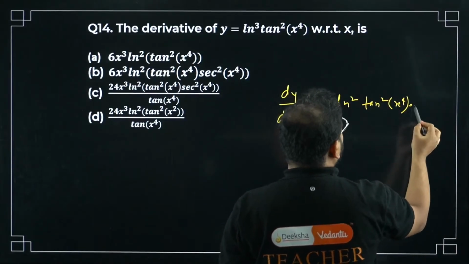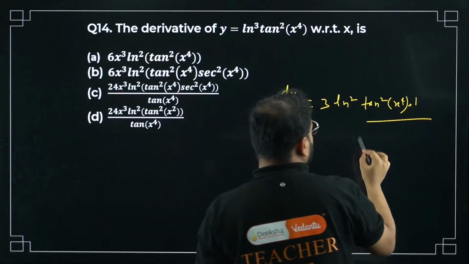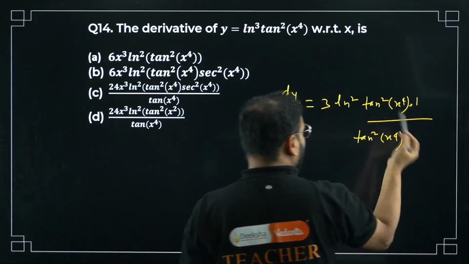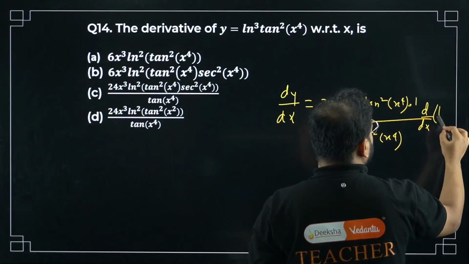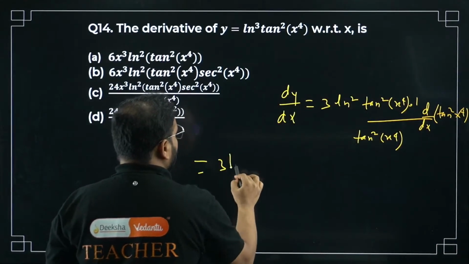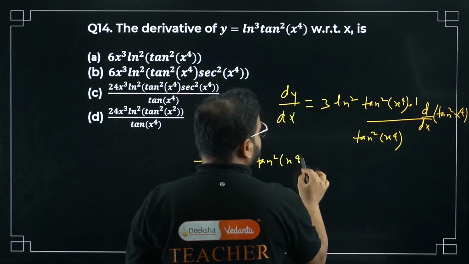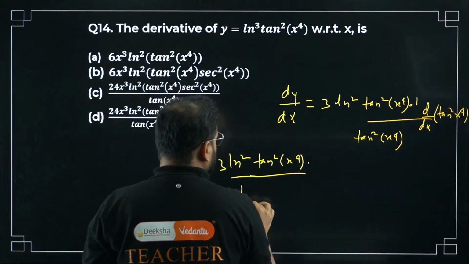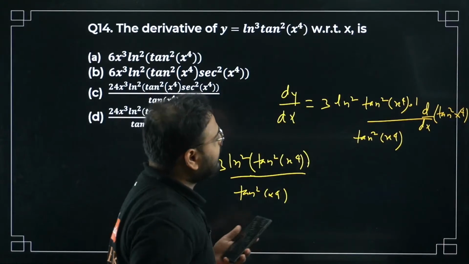X power 4. This part is done. We'll have again divided by this thing. Whatever is in the log will come in the denominator, right? So tan square x power 4. Now the derivative of the same thing. I don't have space over here, so I'll leave tan square x power 4 as it is. Now I'll repeat the whole steps. I have 3 ln square tan square x power 4. This is under the ln. Don't cancel this. Now differentiate this.